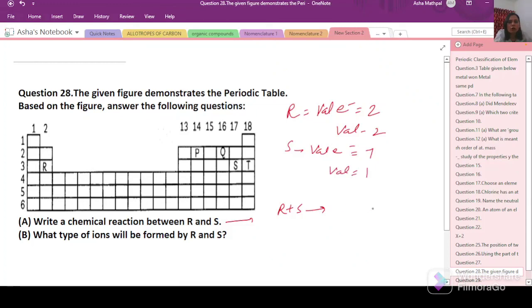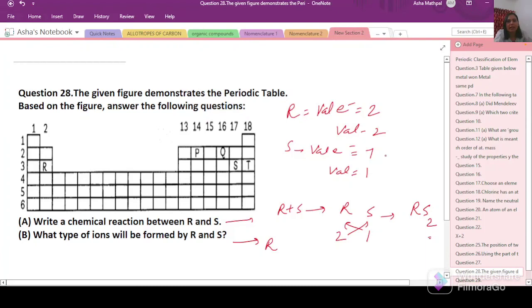Okay, so R and S. R has valency 2, S has valency 1. So this 1 will go to R, this 2 will go to S, and it will form RS2. What type of ions will be formed by R and S?